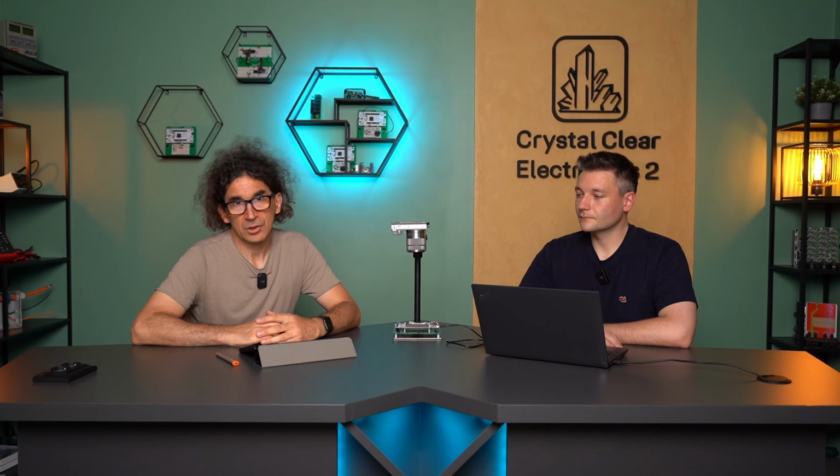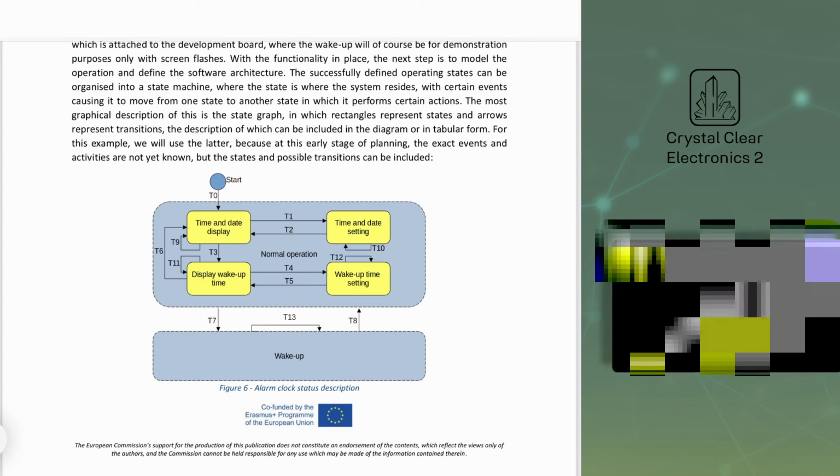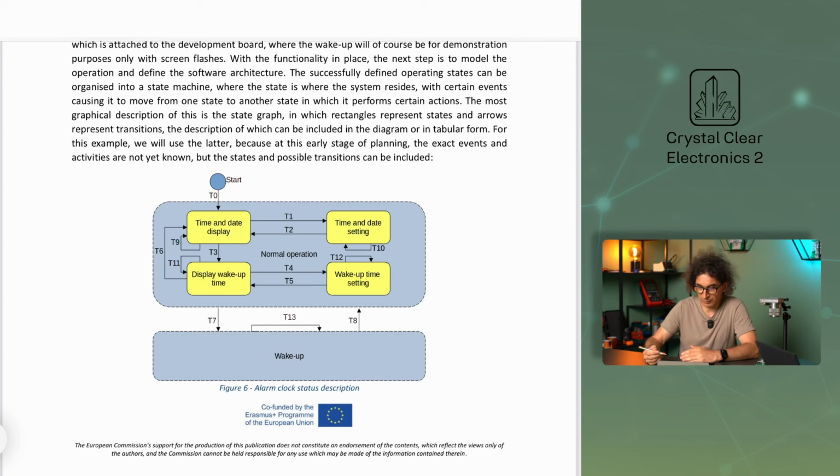With the functionality in place, the next step is to model the operation and define the software architecture. The defined operating states can be organized into a state machine, where a state represents the system's current condition. Based on certain events, the system can switch from one state to another, executing specific actions in the new state. The most illustrative graphical description of this is the state machine diagram, in which the rectangles represent states and arrows indicate transitions. The description of these can be included in the diagram or in table form.